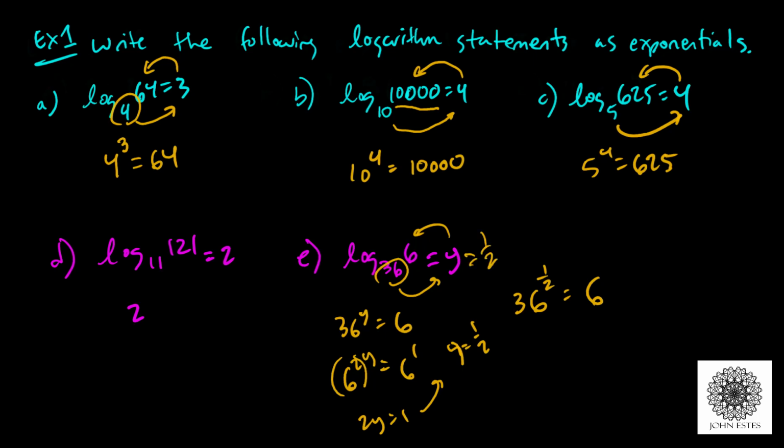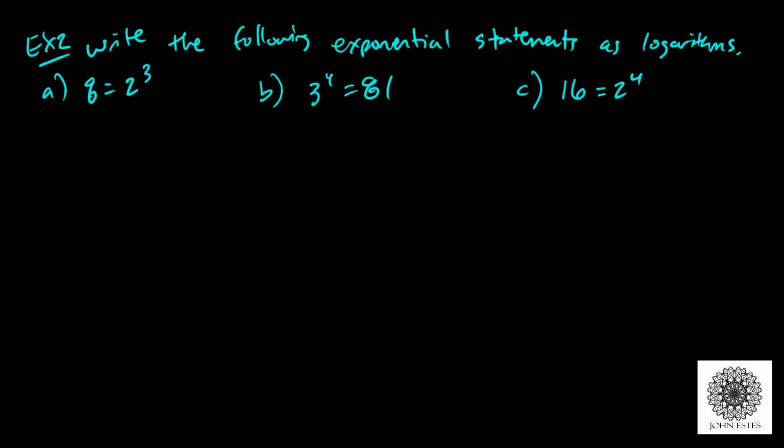Now let's see if we can go the other way. Alright, so now for part 2, example 2, we want to write the following exponential statements as logarithms. So for part A, we have 8 equals 2 cubed. And I want to write this as a logarithm. Remember, I can still do the whirlwind. I can say log base 2 of 8 equals 3.